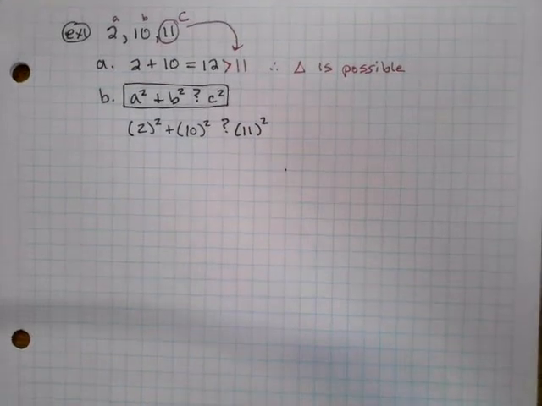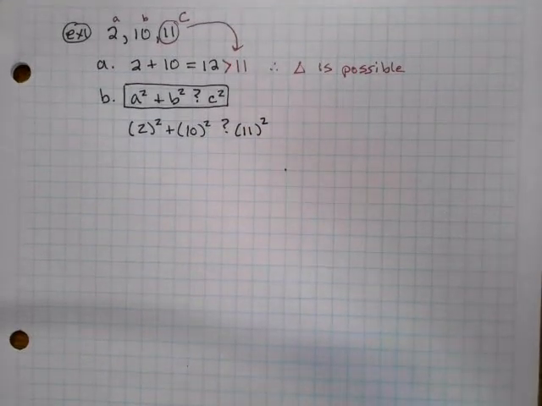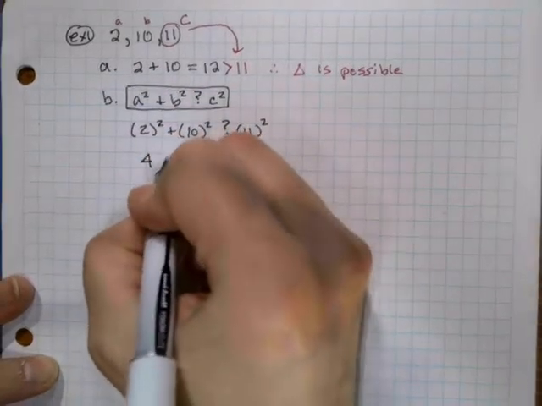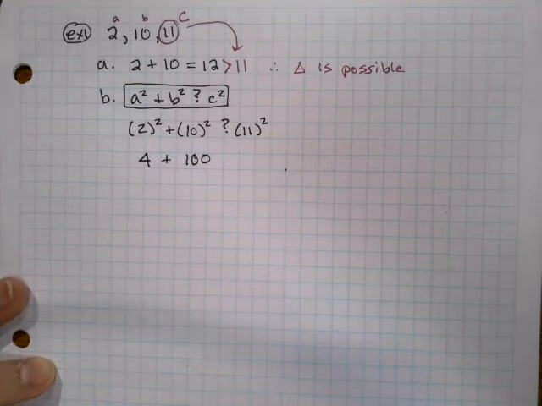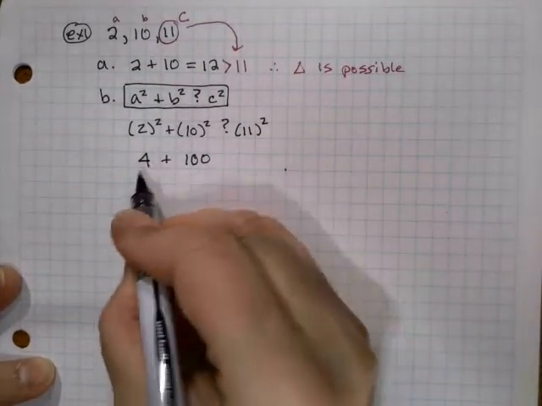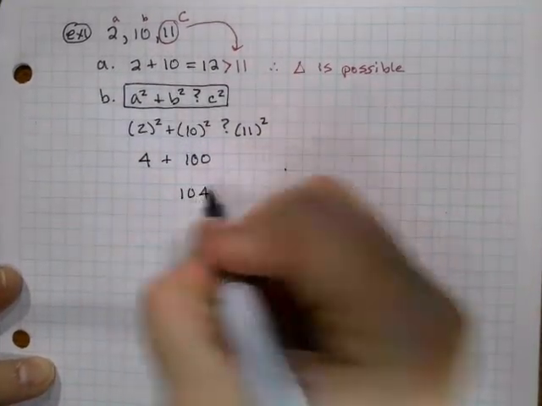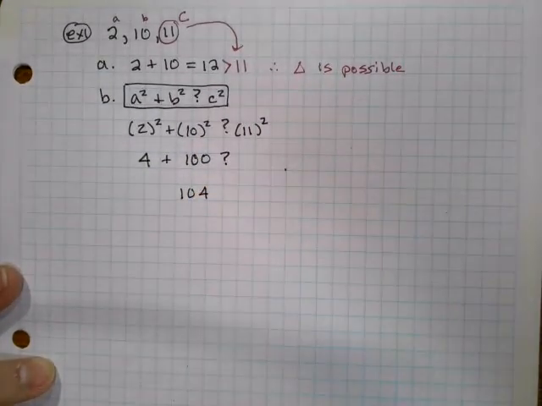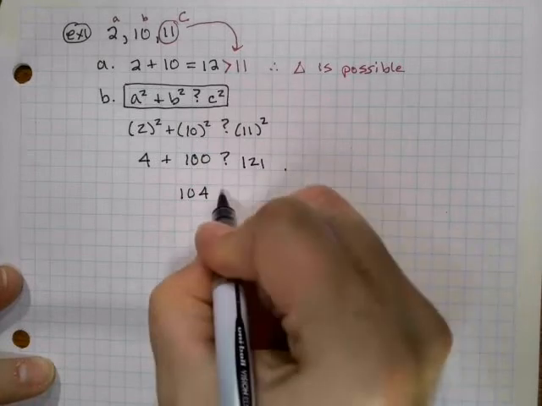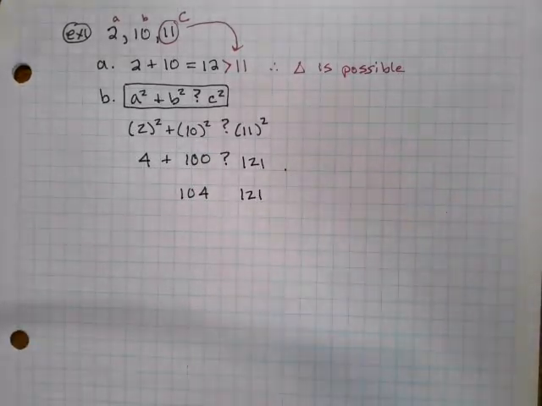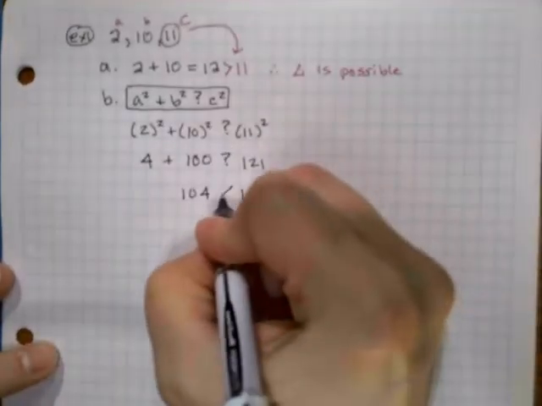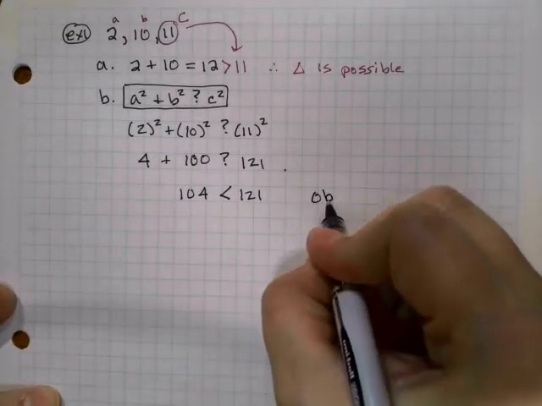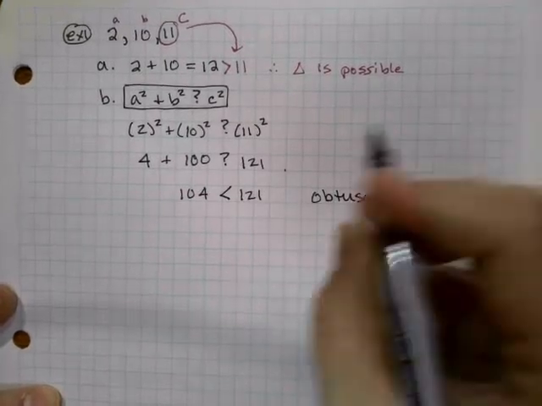So when calculating, follow your order of operations. Do your perfect squares first. 2 times 2 is 4. 10 times 10 is 100. Exponents first, then add. 4 plus 100 is 104. Now on the other side of the equation, 11 times 11 is 121. So 121 is greater than 104. So we know that this is an obtuse triangle.